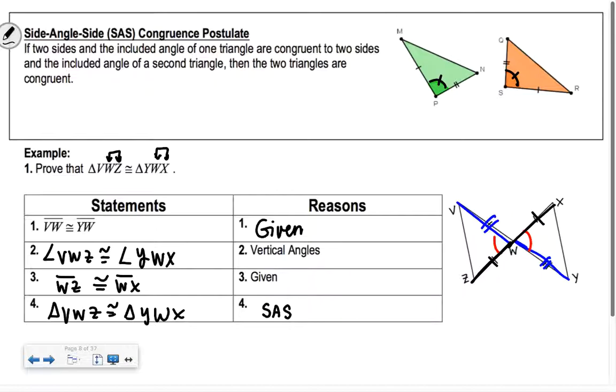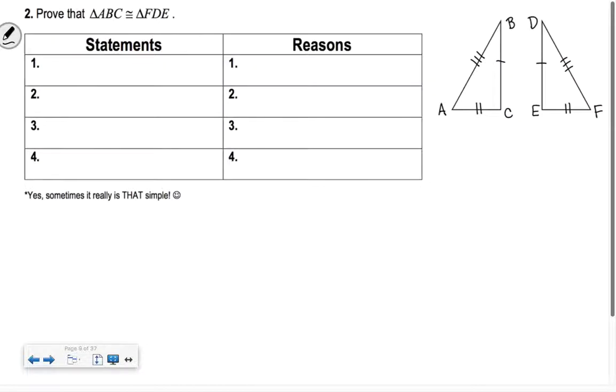Okay, still making sense? The proofs aren't really that bad. This one, even underneath, you guys see, yes, sometimes it really is that simple. What do you think on number 2? What 3 things do we have marked in? We have 3 sets of sides, right? So how can we say that the triangles are congruent? It's going to be by side, side, side.